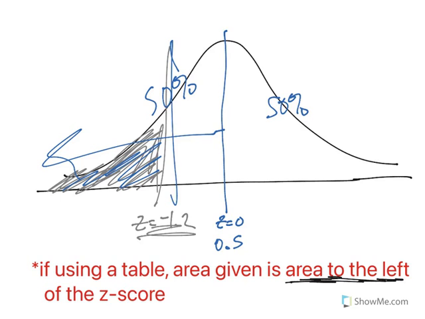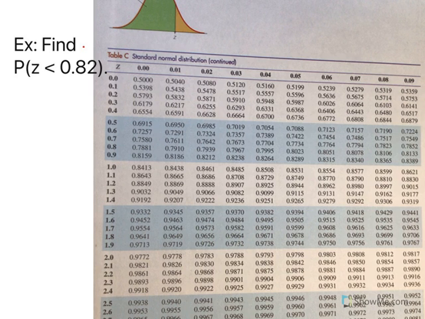So a z-score to the left of the mean has to have an area under the curve less than 0.5. Anything on this side will have an area greater than 0.5. Okay, let's look at this.